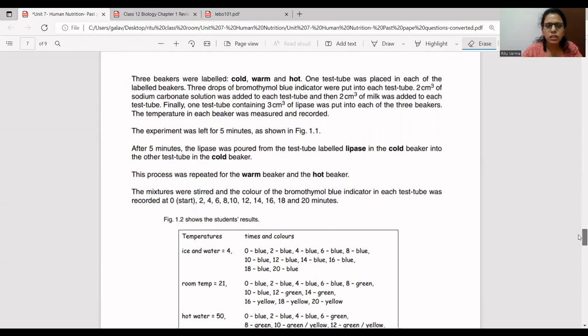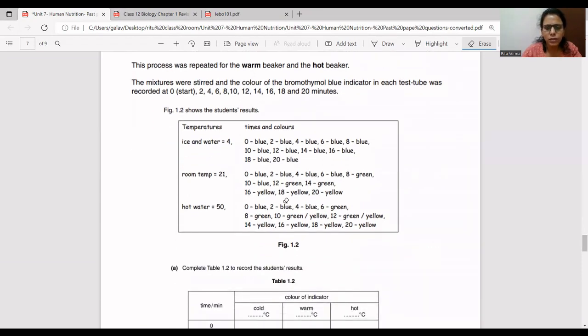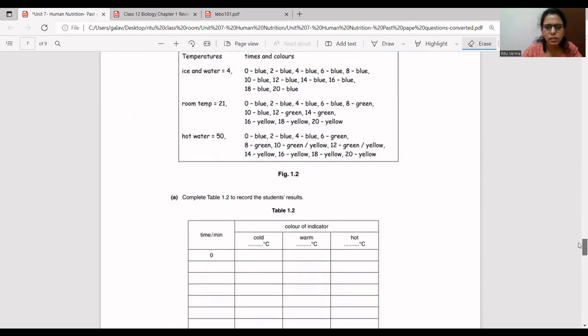Now the mixture was stirred and the color of bromothymol blue indicator in each test tube was recorded at start, that means at 0, and for every 2 minutes till 20 minutes. Okay. Now here in this particular picture, they are just actually showing the result recorded by the student.